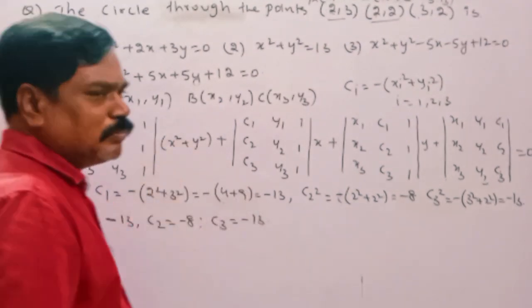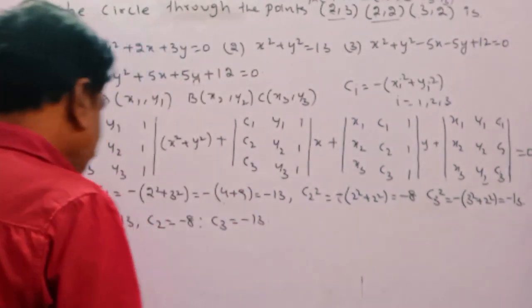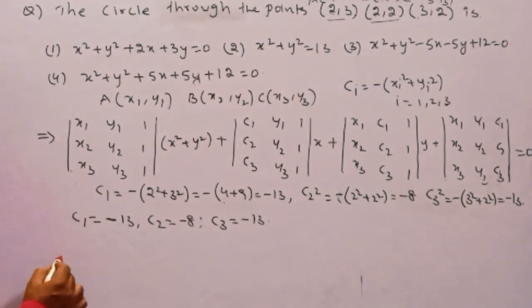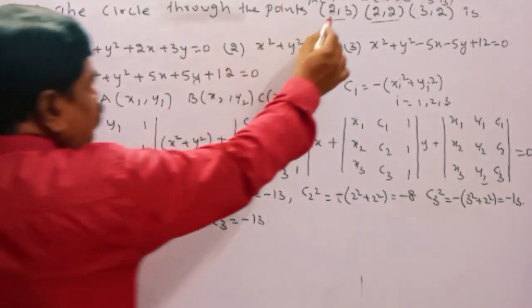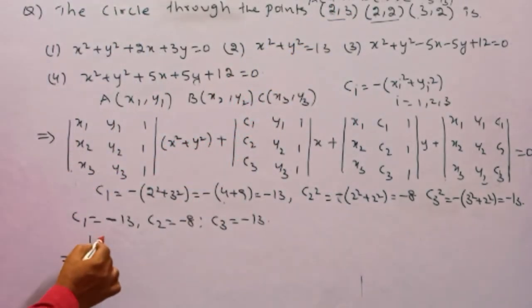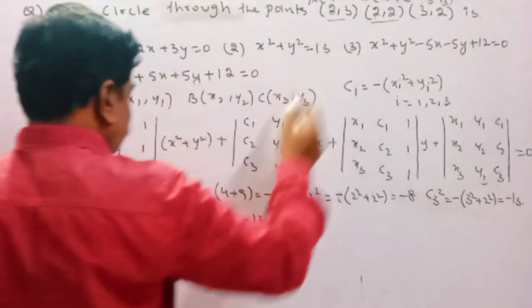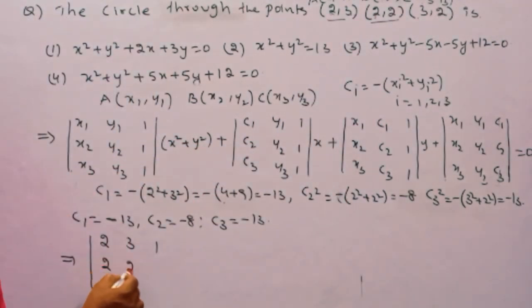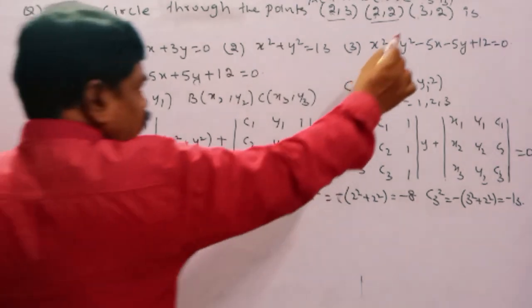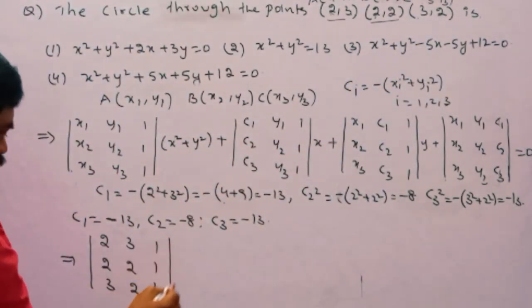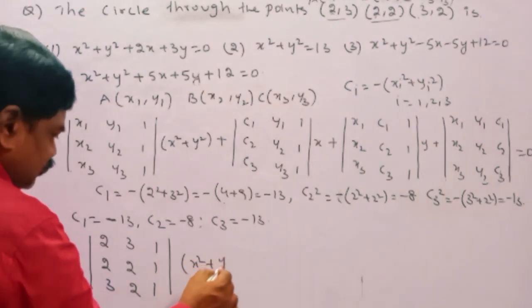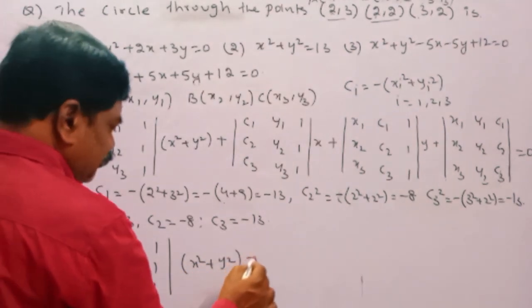Then the circle equation is: determinant of x1, y1, 1, that is 2, 3, 1; x2, y2, 1, that is 2, 2, 1; and x3, y3, 1, that is 3, 2, 1, times (x square plus y square). Okay, all of you.